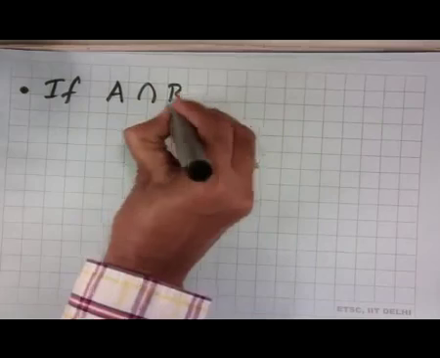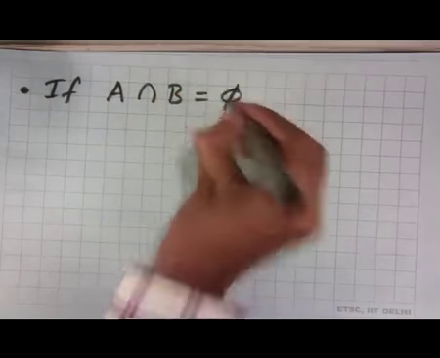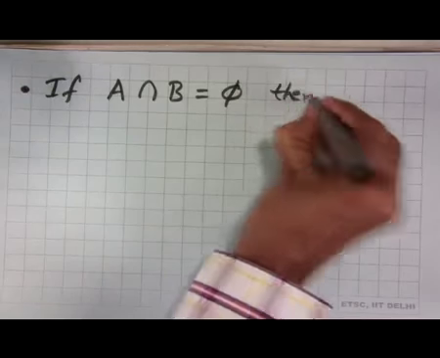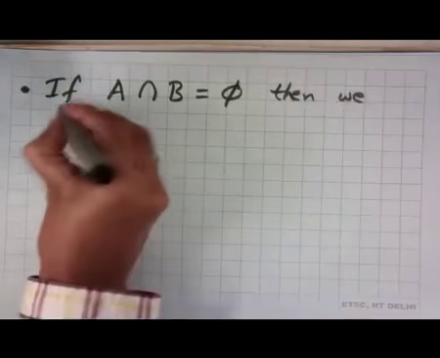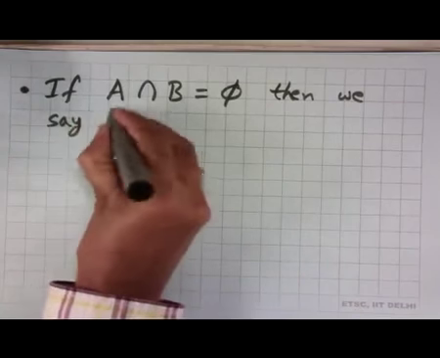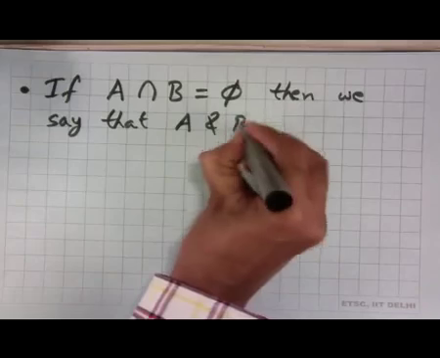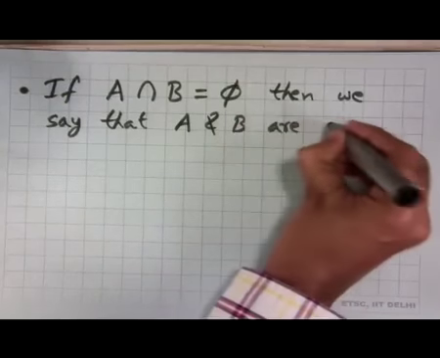If A intersection B is the empty set, then we say that A and B are disjoint.